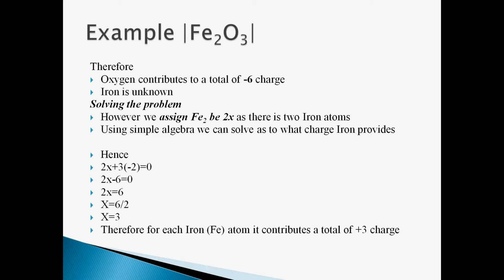Using simple algebra, we can then solve for what charge iron provides, as I have stated in this PowerPoint. Hence, 2x plus 3 times -2 equals 0. 2x take 6 equals 0. 2x equals 6. x equals 6 divided by 2, which therefore x equals 3. Therefore, each iron atom contributes a +3 charge.